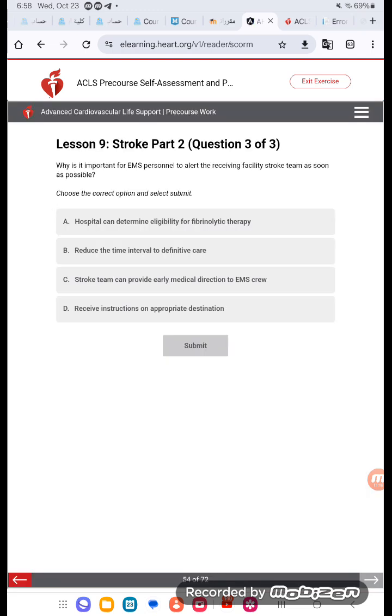Why is it important for emergency medical service personnel to alert the receiving facility stroke team as soon as possible?